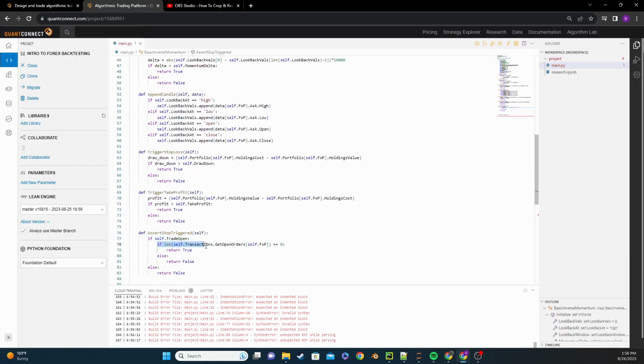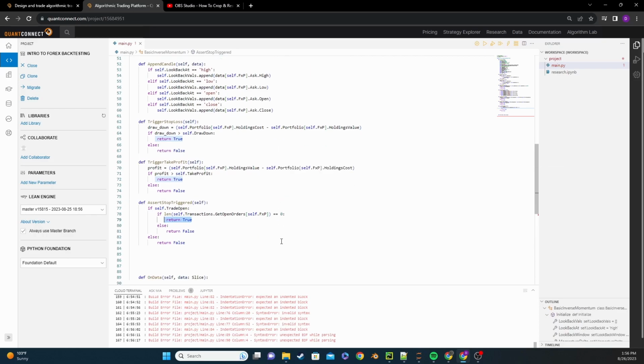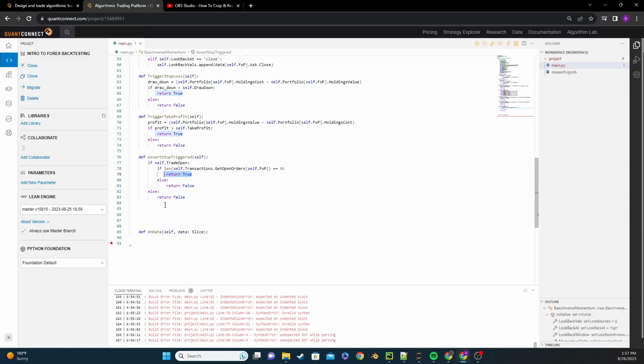true, what we're going to do is look at the transactions that QuantConnect keeps track of for us, and see if we have any open trades. If the length of those open trades is greater than or equal to 0, essentially that means that we don't have a trade open, but our algorithm thinks we have a trade open, but in reality, we don't. And if we don't have a trade open, we're going to say, okay, true, the stop was triggered. Otherwise, return false, because we have more than 0 trades open. There's actually a trade open. So that's all done.